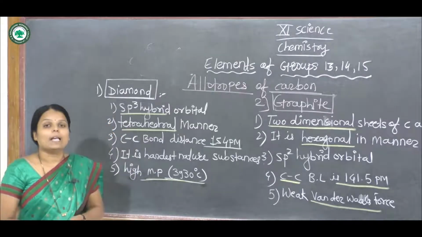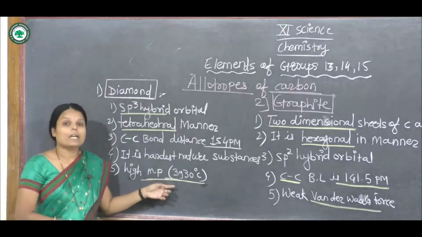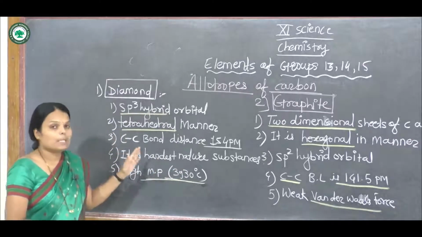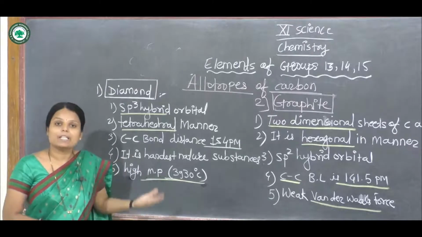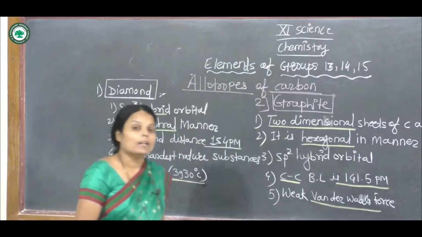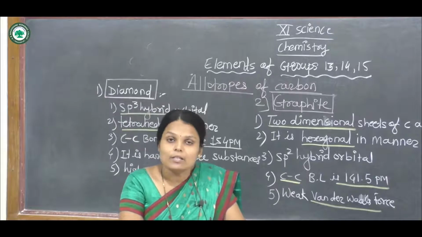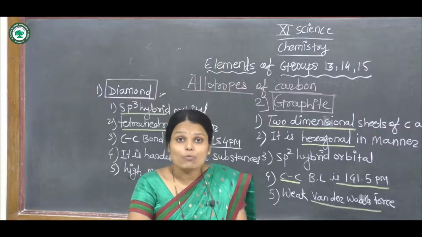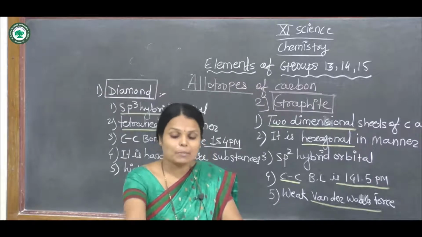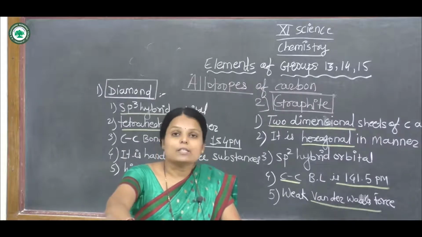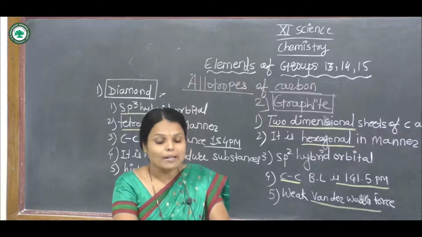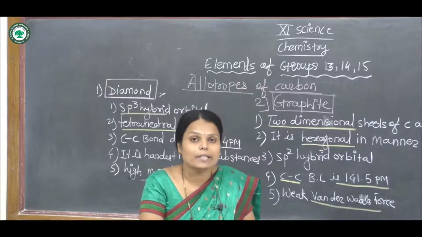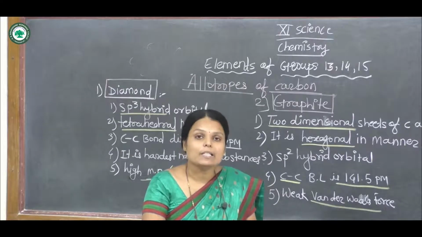I will repeat again. Diamond has sp3 hybridization, and it is tetrahedral in structure. The carbon-carbon bond length is 154 picometer. It has a high melting point of 3930 degrees centigrade. Now we will discuss the uses of diamond.